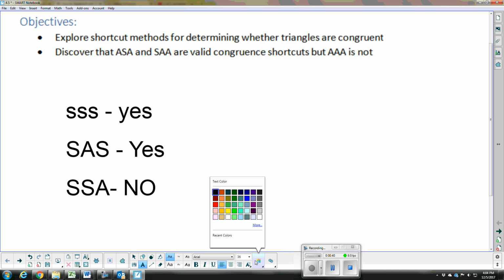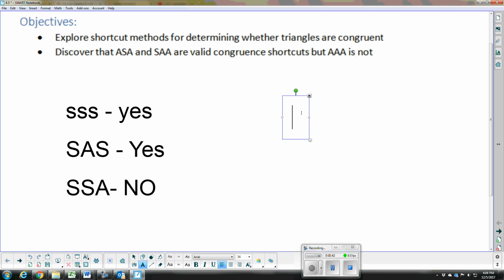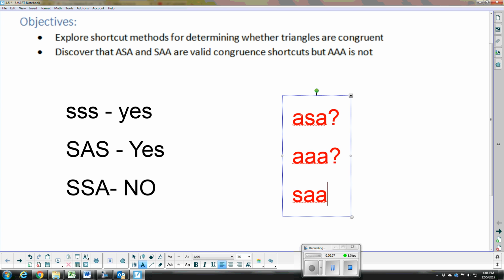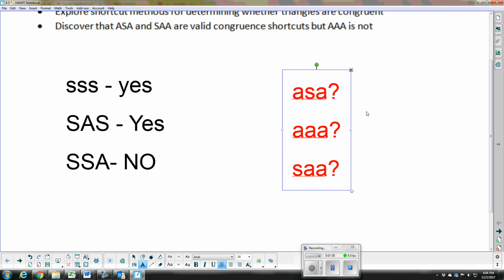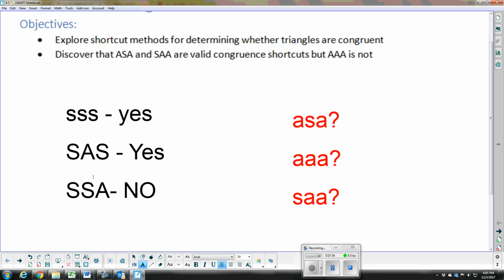So today we're going to look at angle, side, angle. We're going to look at angle, angle, angle. And we're going to look at side, angle, angle. In the last lesson we did a proof as to why side, side, angle would not work, but we didn't really show why the other two did work. So we're going to do a couple of those with angle, side, angle, angle, angle, angle, and side, angle, angle.